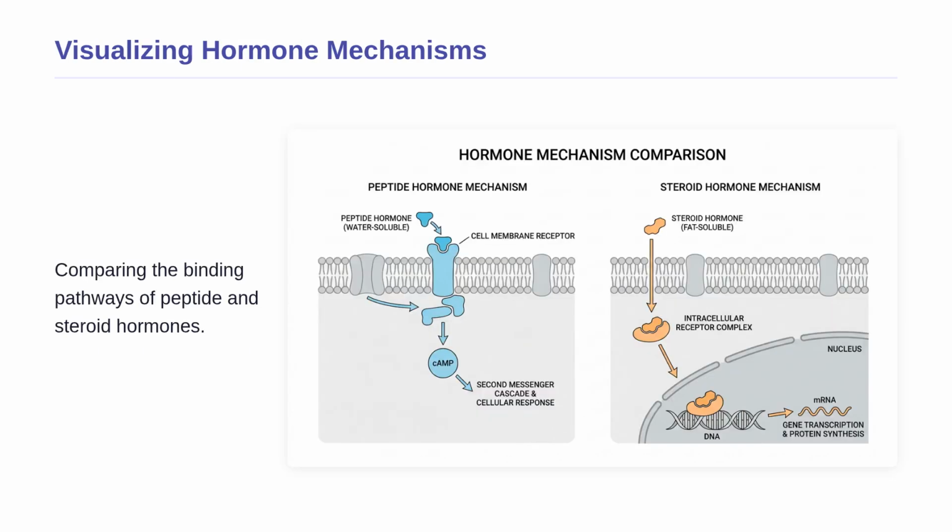Before we move on, let us see this with a concrete visual example. On the left side of this diagram, you can see a peptide hormone binding to a receptor on the outer surface of the cell membrane. Notice how it triggers a second messenger inside the cell to carry out the response. On the right side, observe the steroid hormone. Because it is fat-soluble, it passes directly through the outer membrane, binds to a receptor inside the cell, and travels straight into the nucleus to interact with the DNA. This visual perfectly summarizes the two distinct pathways.